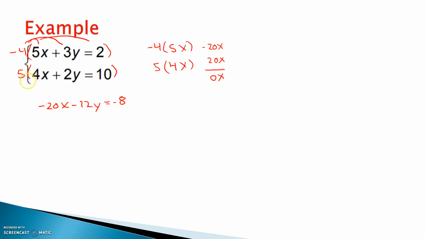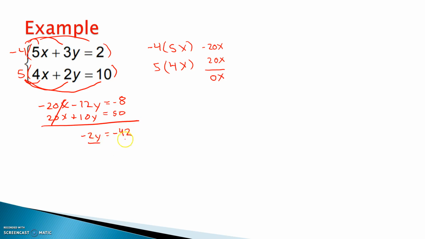Bottom one's going to become 5 times 4, which is 20x, which is nice. They'll cancel out in a second. 5 times 2, which is positive 10y. 5 times 10, which is 50. All right, so what happens here when I add these guys together? 20x and minus 20x cancel out. Here the y's give me 10y's and negative 12y's are going to give me negative 2y is equal to 50, and negative 8 are going to give me negative 42.